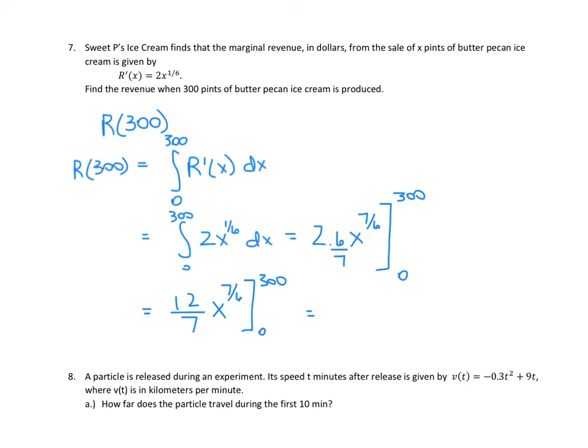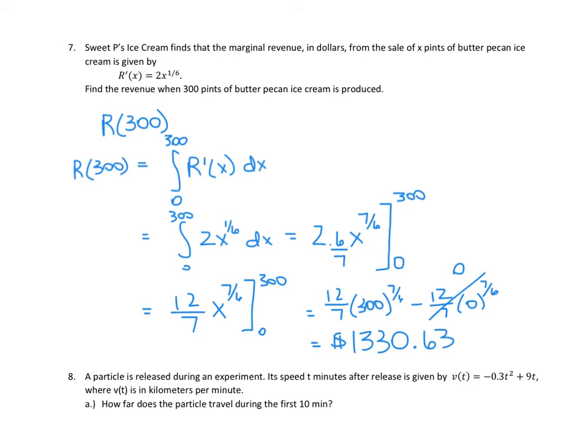So plugging 300 in, we have 12 over 7 times 300 to the 7/6 minus what we get when we plug 0 in. So 12 over 7 times 0 to the 7 over 6. Well, that term's going to go away because that's 0. Plugging this into our calculator, we get an answer of $1,330.63 when we round to the nearest cent. So this gives us the total revenue when 300 pints of butter pecan ice cream is produced.